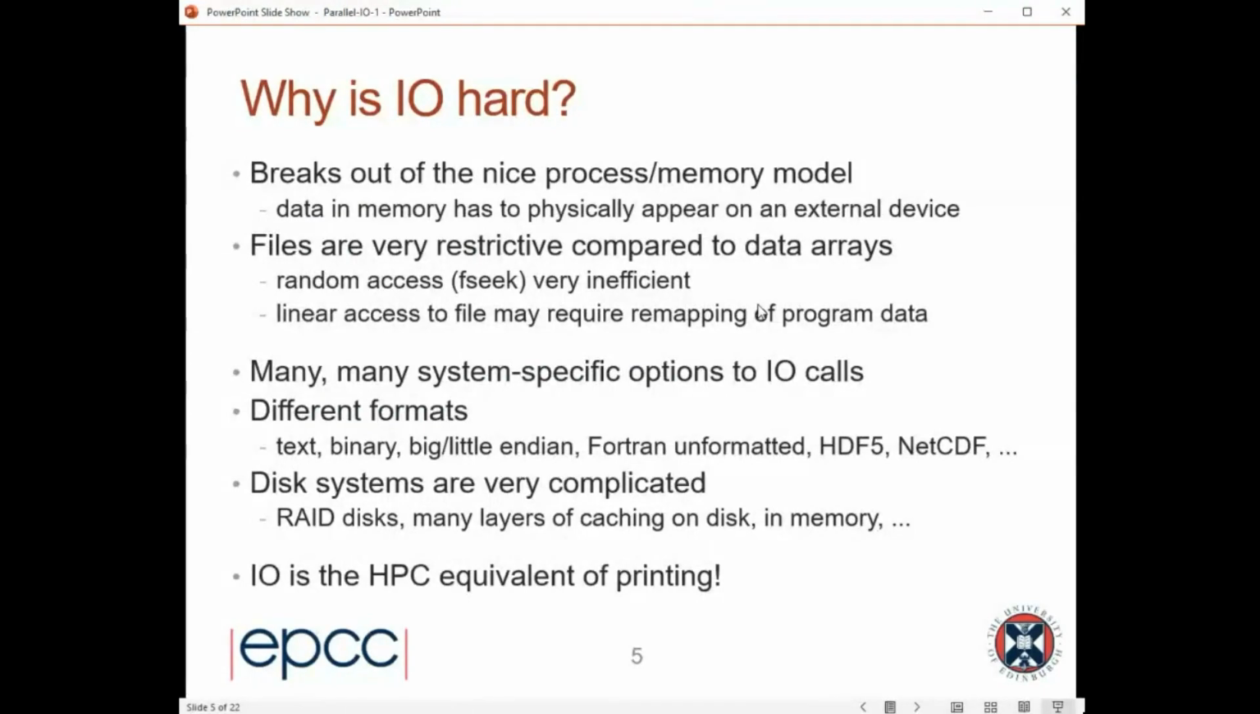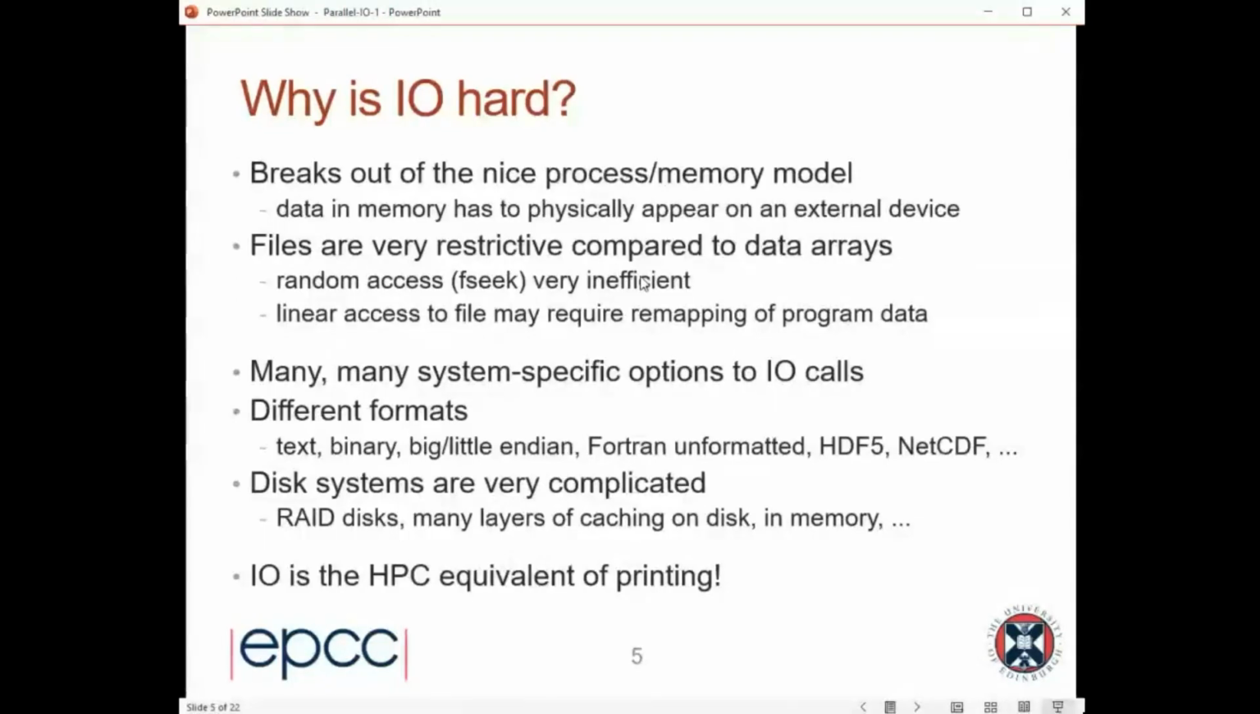So why is I/O hard? I/O is hard because when you write a program, you have this nice process memory model. You launch a program, or in a parallel program, you have multiple processes. They all have access to their memory. When you do I/O, the data in memory has to physically appear on an external device, and that is an issue. You really have to get this data, which is stored in the memory of your parallel computer, or just in general of your computer, onto a physical external device. This is even true in serial I/O.